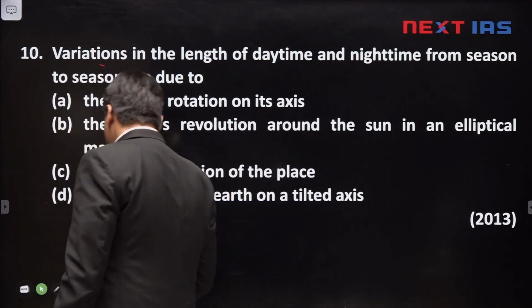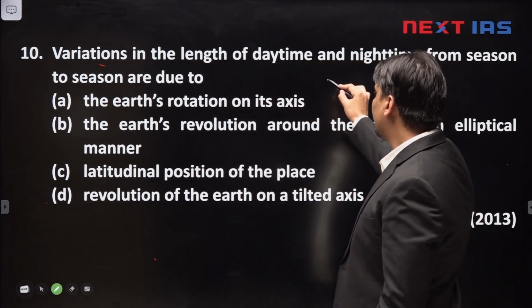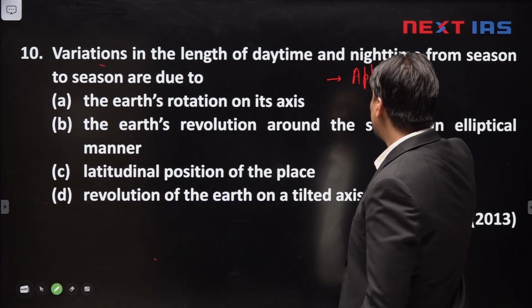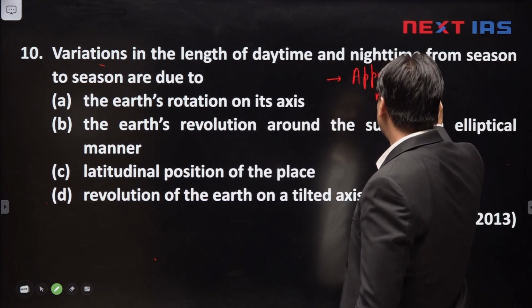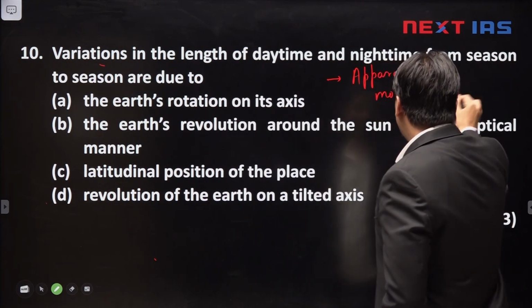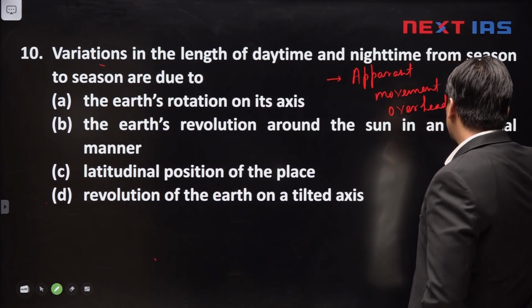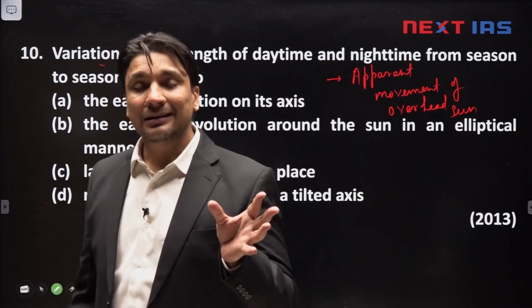I told you the variations in the length of day and night happen due to apparent movement of overhead sun between Tropic of Cancer and Tropic of Capricorn.